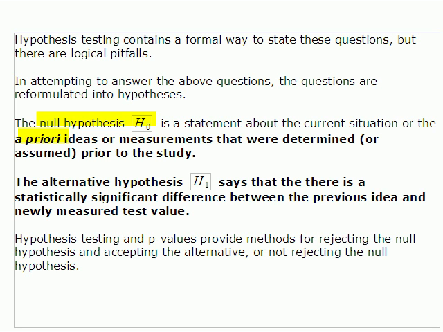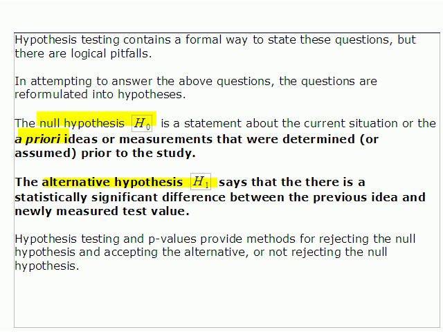Then you have an alternative hypothesis, and that's also labeled with an H, but this time a little 1, subscript 1. The null hypothesis has a 0 beside it. Remember, the alternative hypothesis says that there is some significant difference between the previous idea and the newly measured test value. Now, these differences can take one of three forms. It can just be not equal to the previous result, or it could be less than or greater than.